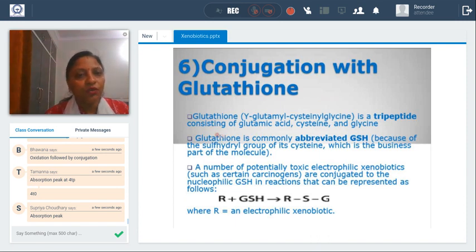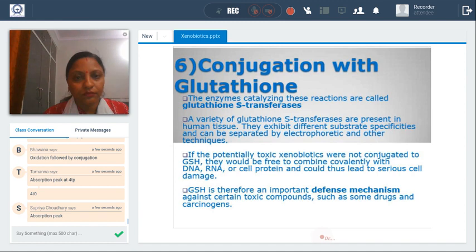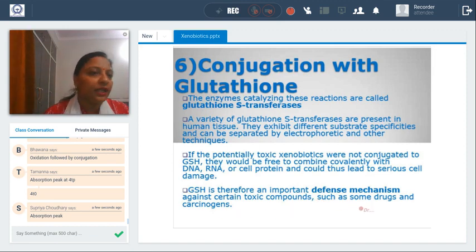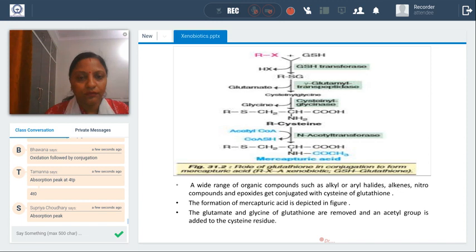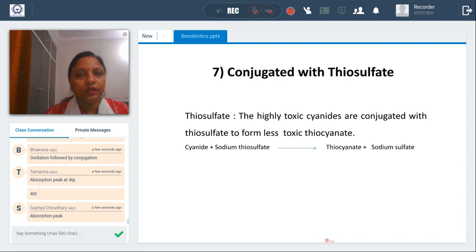Conjugation with glutathione. What is glutathione? This is a tripeptide, gamma glutamyl cysteinyl glycine, consisting of glutamic acid, cysteine, and glycine. Glutathione is commonly abbreviated GSH. The enzyme is glutathione transferase. It is involved in defense mechanisms against certain toxic compounds such as drugs and carcinogens. This is the whole reaction. It converts into mercapturic acid. Conjugated with thiosulfate, the cyanide, a toxic xenobiotic, converts into the less toxic thiocyanate.